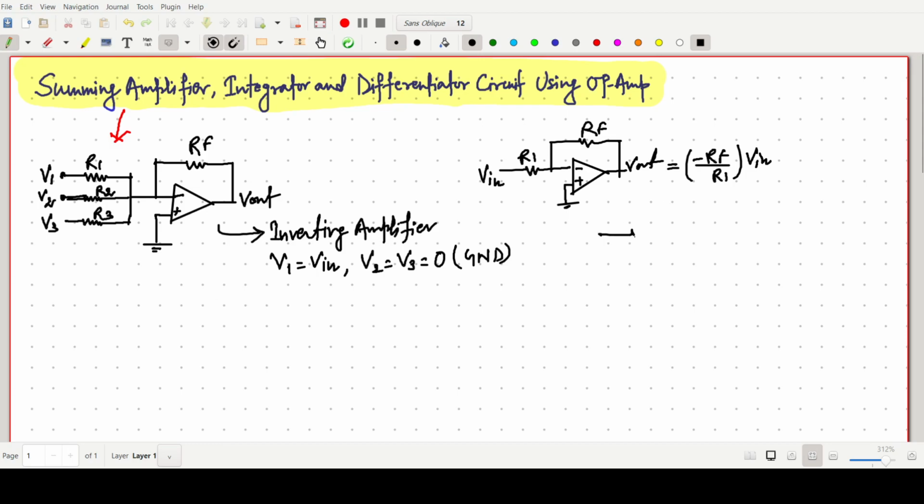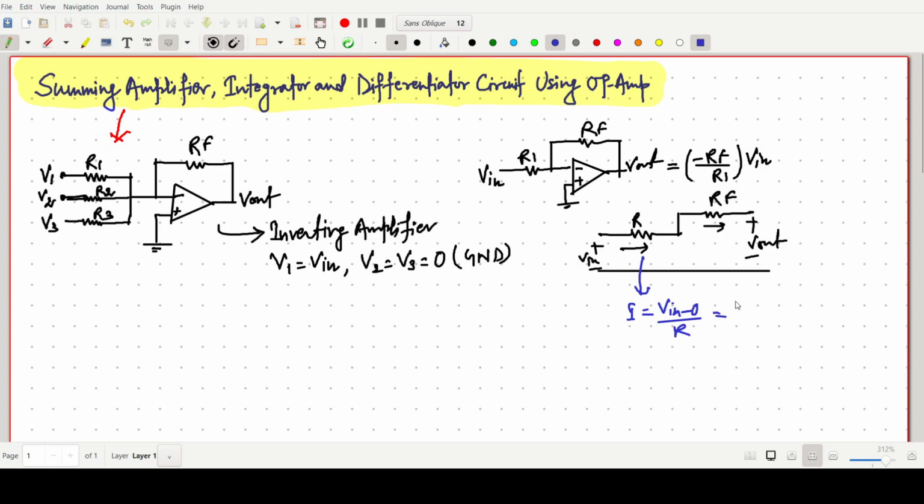Okay, how? Just by using the concept of virtual ground. So this current and this current will be the same, and this current, say I, is nothing but simply v in minus 0 by r, and this current is also the same, so we can write 0 minus v output by rf. So if we solve, we will get this. Okay, so if we know this concept, we can easily write the final output.